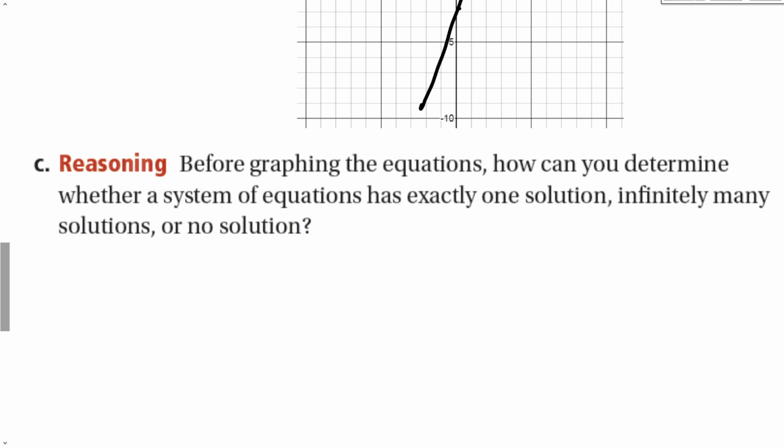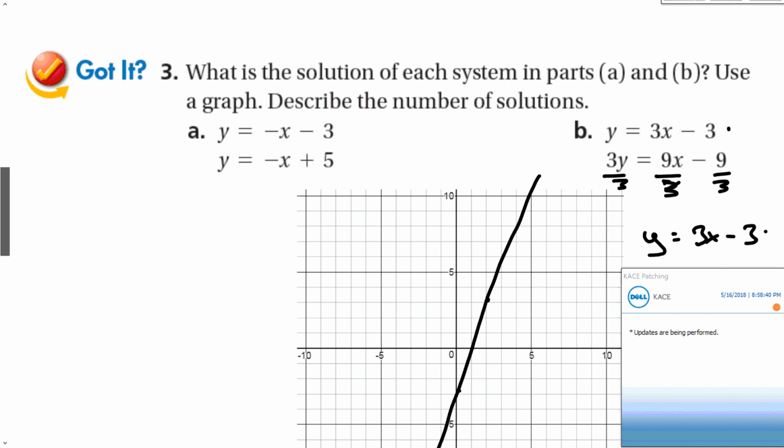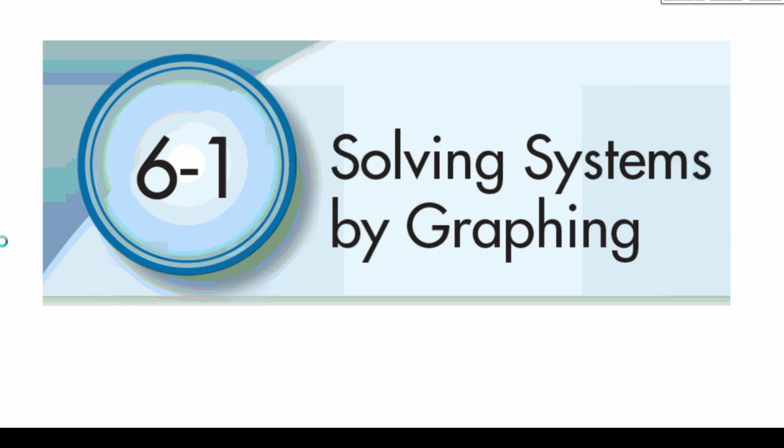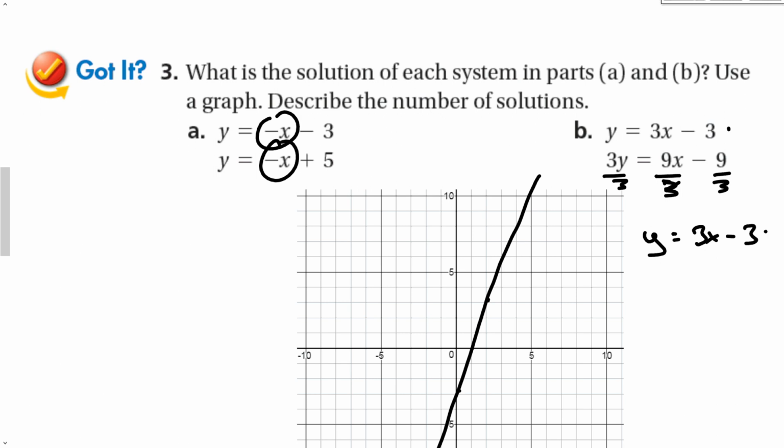Before graphing the equations, how can you determine whether a system of equations has exactly one solution, infinitely many solutions, or no solutions? The trick is to put it into slope-intercept form and compare the slopes and the intercepts. We can see that these two slopes are the same, and they happen to have different intercepts. So they are parallel lines, which means that they are inconsistent.